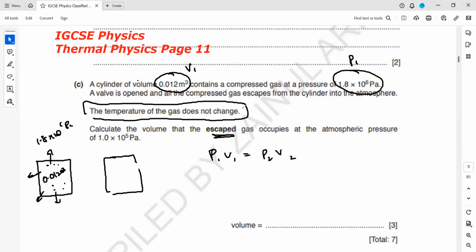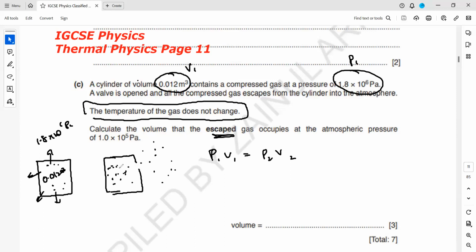And the gas escapes. But when we say the gas escapes, it's not like all of the gas will escape. Some of the gas will go out, and it will go out until the outside pressure and inside pressure are the same. Because when the outside and inside pressure are the same, then the gas particles are not able to move out.